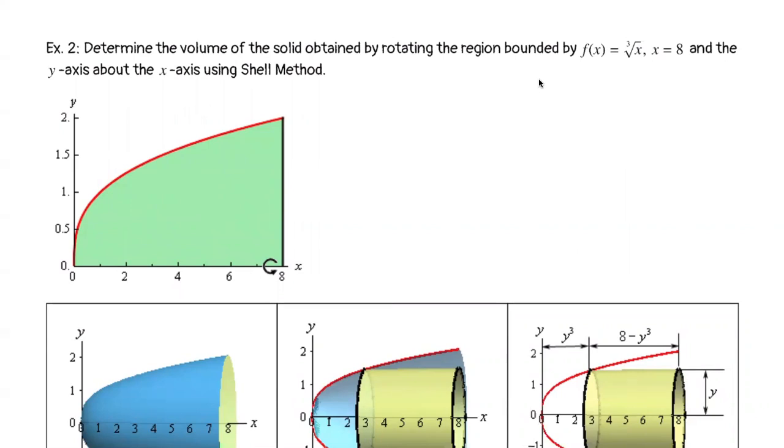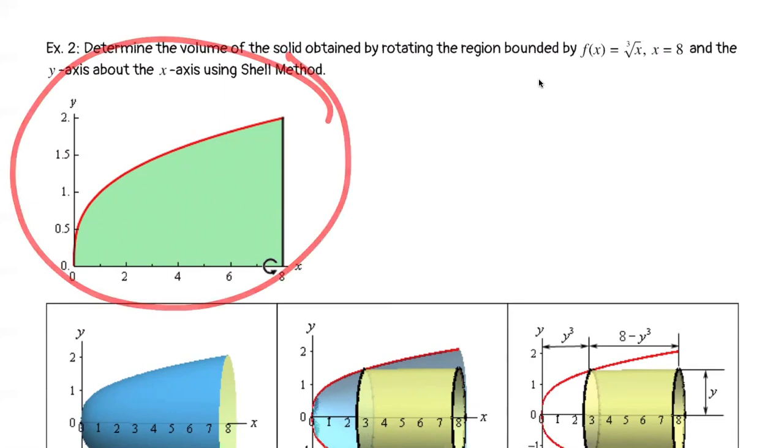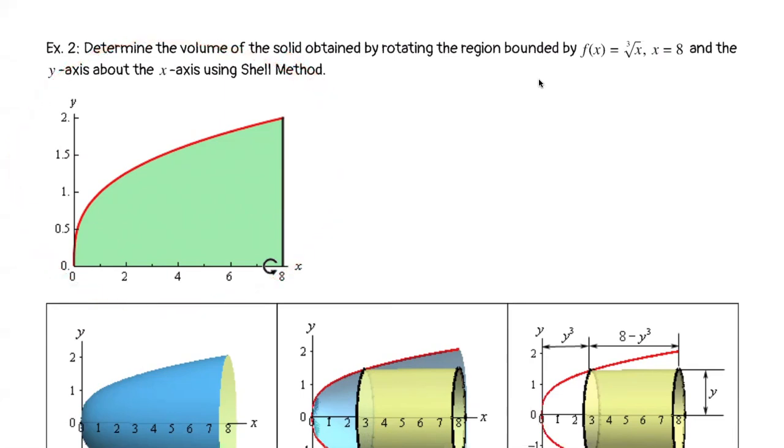All right, we've got a volume of a solid. We're rotating this region that is bounded by this cube root and x equals 8 and the y-axis. And we're taking this and we're revolving it around the x-axis.